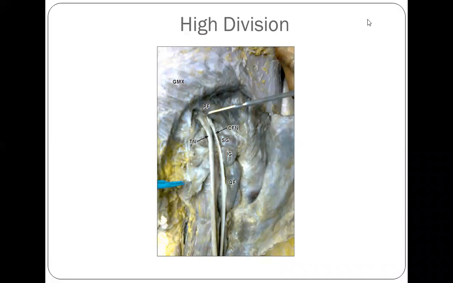Now there is a variant anatomy, which is a little common. It's just for your information. In some individuals, the sciatic nerve will have a high division. That is, it will divide into the tibial and the common peroneal part in the gluteal region itself. So in this individual, we can see this is the piriformis muscle, and this is the tibial nerve and the common peroneal nerve, the sciatic nerve dividing into 2 in the gluteal region itself. This is a variant anatomy.